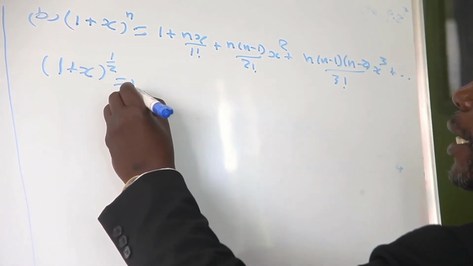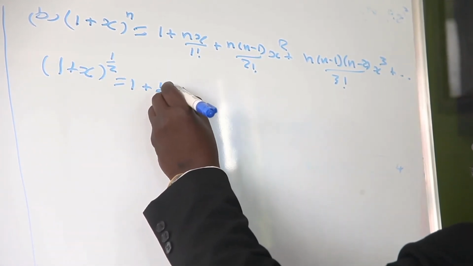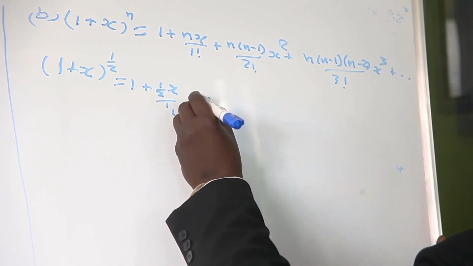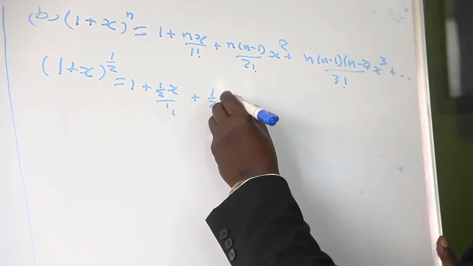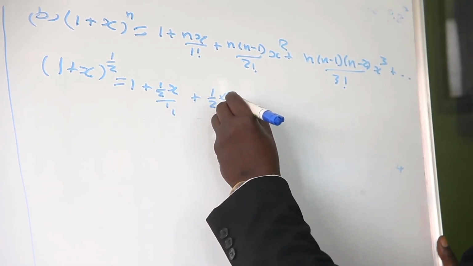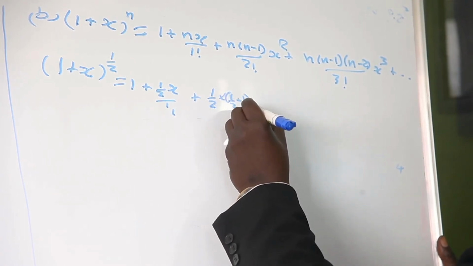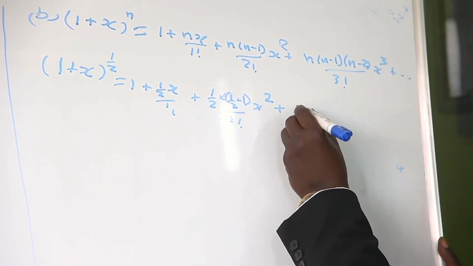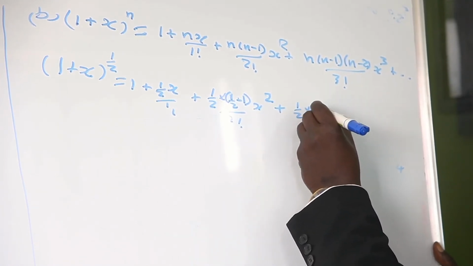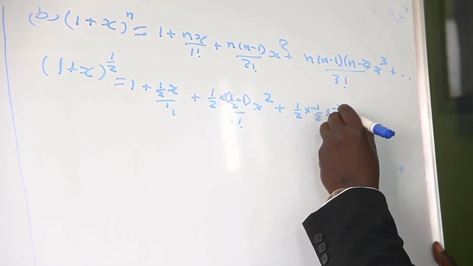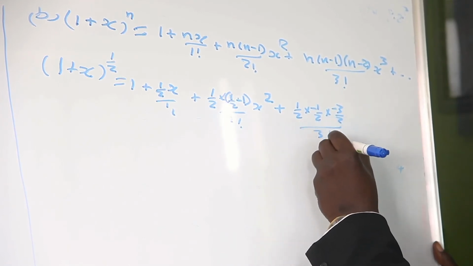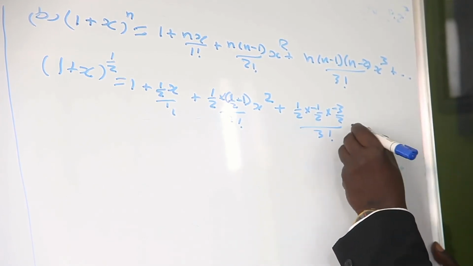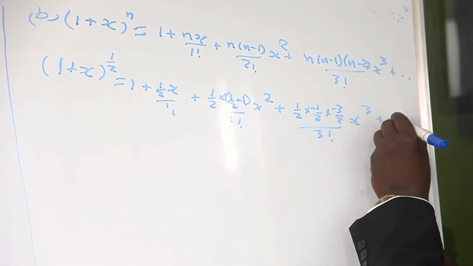This one will equal 1 plus a half x over 1 factorial plus a half times, this is 1, a half minus 1 over 2 factorial x squared plus, this one will be a half times negative a half times negative 3 over 2 over 3 factorial. This one into x cubed and so on.